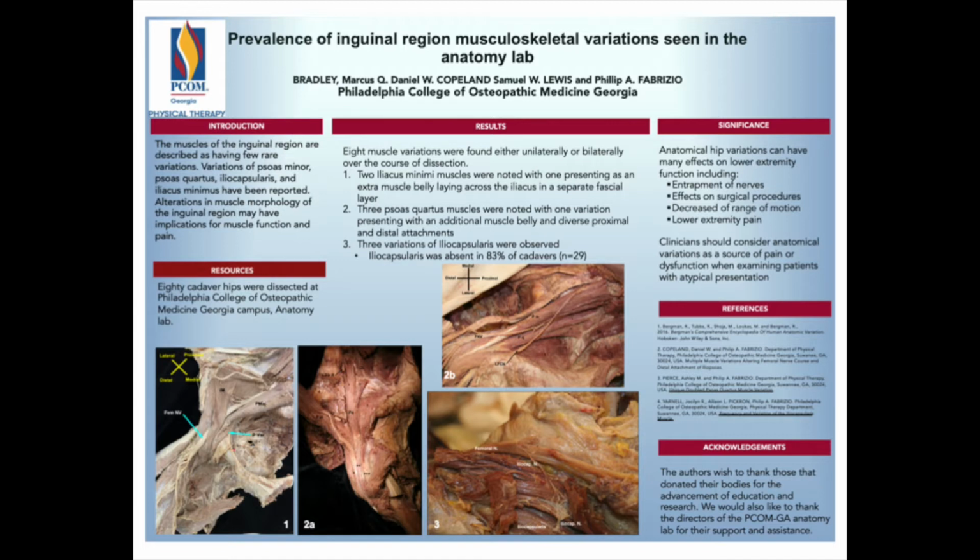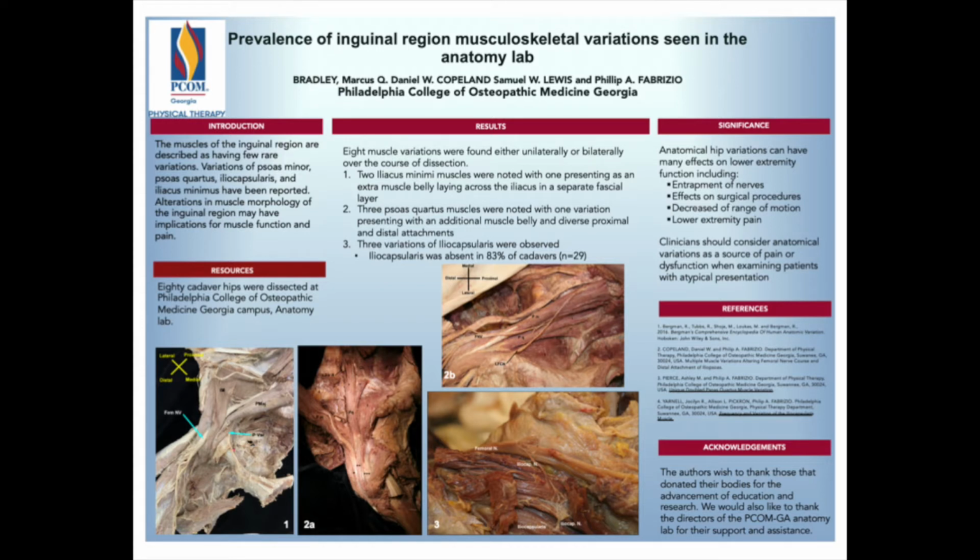My name is Marcus Bradley, and I will be discussing our results. Of the 29 cadavers, 8 muscle variations were found either unilaterally or bilaterally. 2 iliacus minimi muscles were discovered. Both were found to overlay the femoral nerve, leading to potential source of pain along the course of the femoral nerve in the thigh and leg.